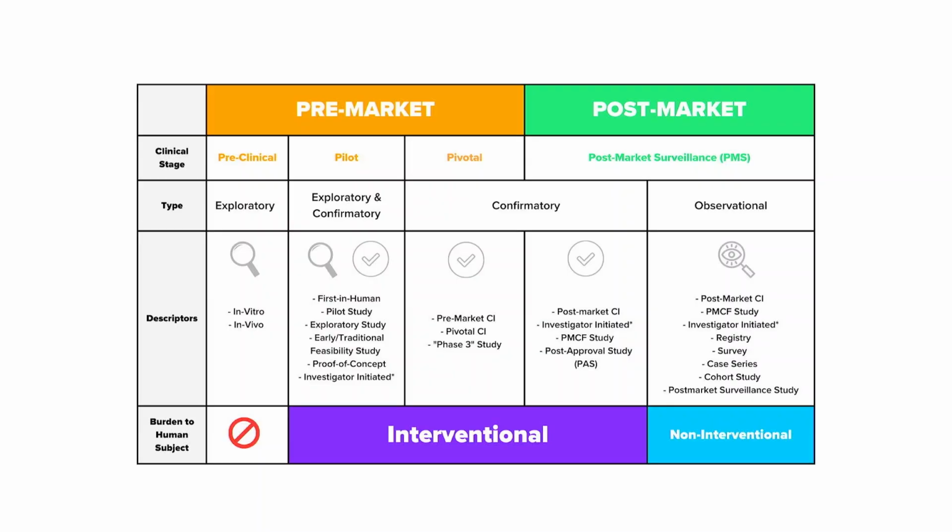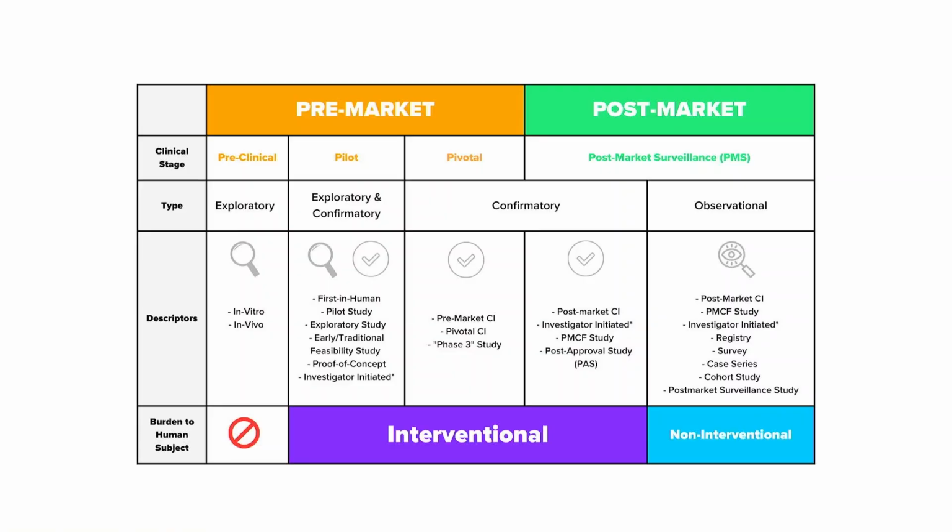Then you have another type, the post-market surveillance study, which is an observational study. These are the different categories in which you will see a lot of literature on any area of soft tissues or medical devices. Observational studies include post-market effects of CIs, like medical devices, PMCF studies, investigator-initiated. These are registry-based studies, surveys, case series, cohort studies, post-market surveillance studies, and all of these are highly non-interventional.